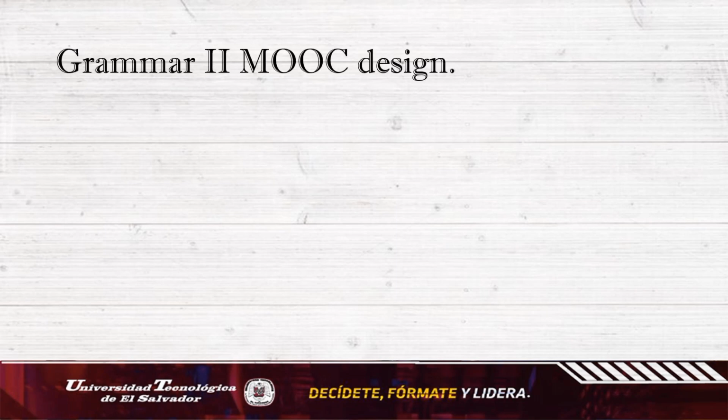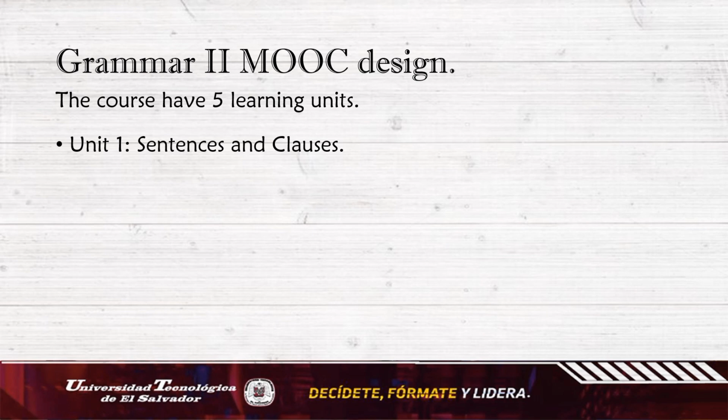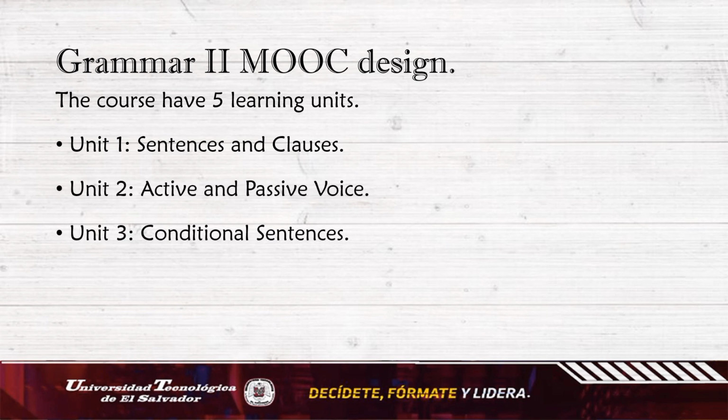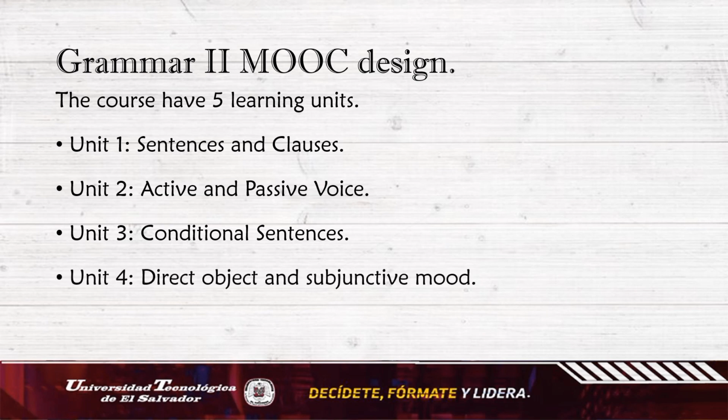Well, the MOOC is designed based on an instructional design which contains 5 learning units. The units are the following: Unit 1, Sentences and Clauses. Unit 2, Active and Passive Voice. Unit 3, Conditional Sentences. Unit 4, Direct Object and Subjunctive Mood. And finally, Unit 5, Paragraph Structured.